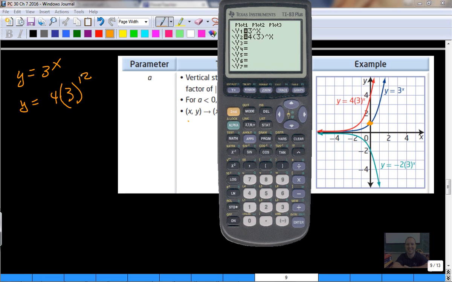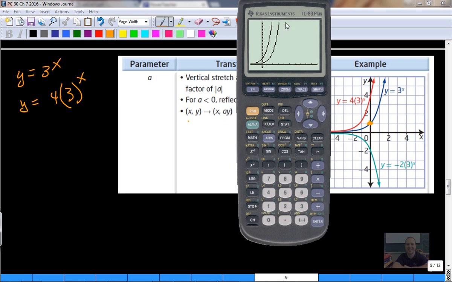That's x. Yeah, that should be x. Yeah, it does look like 12. Okay. Thank you. So here's your graph. Y equals 4 times 3 to the power of x. Okay, and these are what the two graphs look like there.